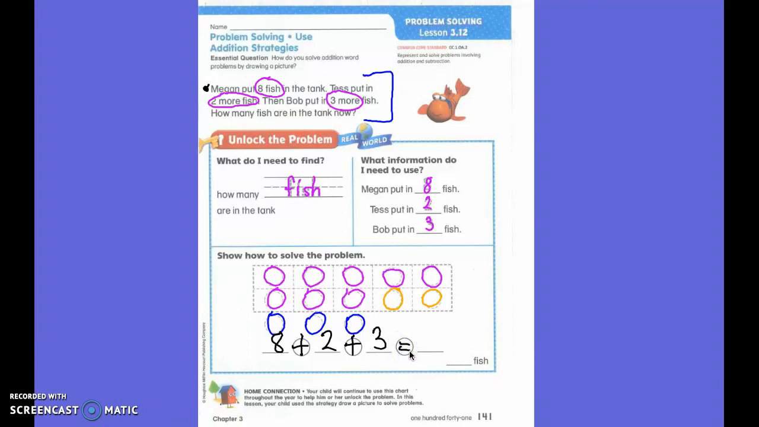Raise your hand if you know what 8 plus 2 plus 3 is. Yesterday, we would have combined 2 numbers. But today, if I look at my picture in my ten frame, I see that it's a lot easier to look at to see my number. So was this a good strategy to do, drawing a ten frame? I think so because you can see it really easily. What's my answer, first grade? 13. So how many fish do they have all together? 13 fish. You guys are exactly right.